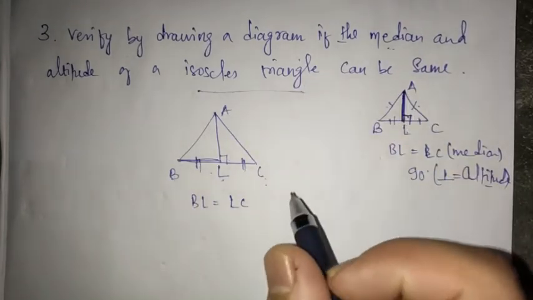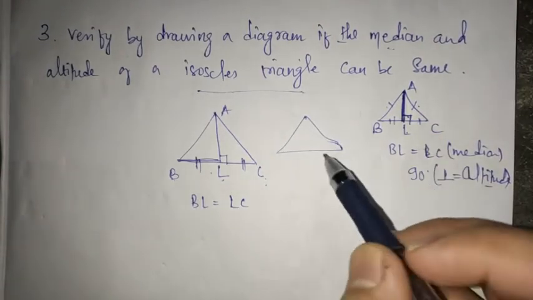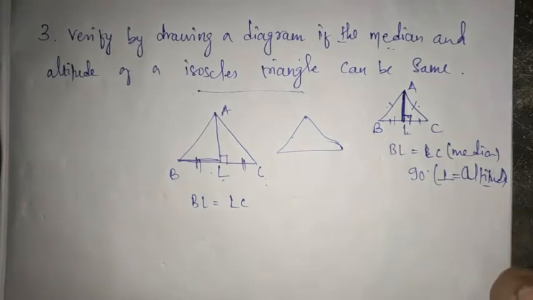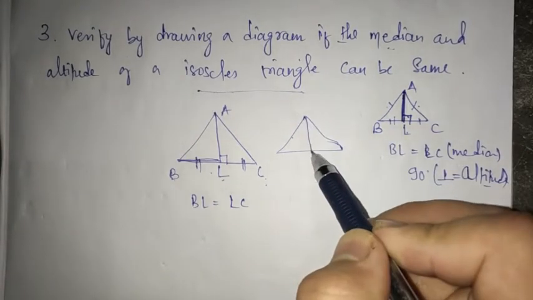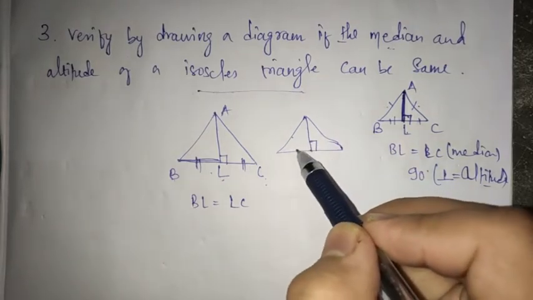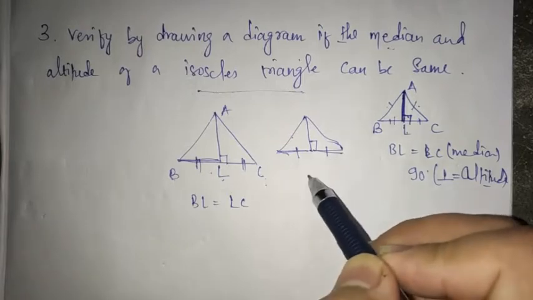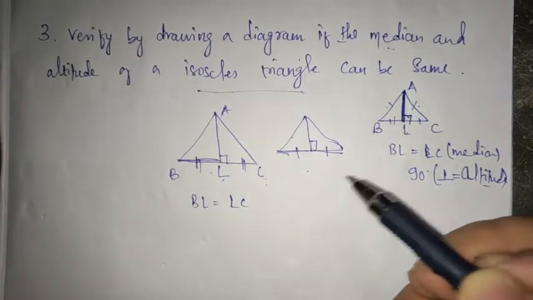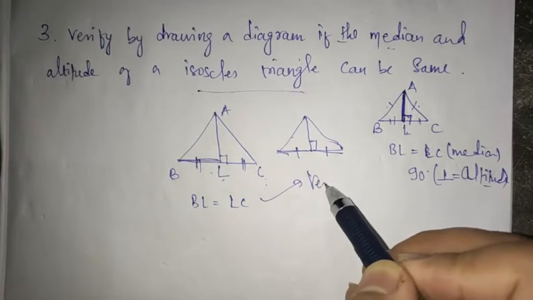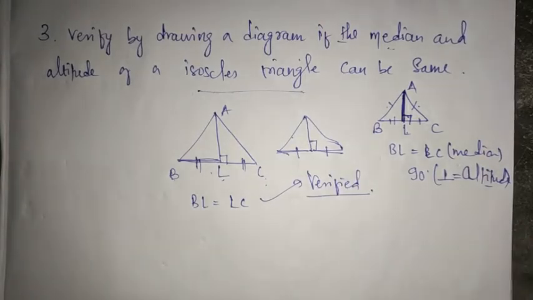So this thing you will be doing with the help of a scale. You will draw a triangle in which you will put two sides equal, and you will draw one line segment. You will assume that as an altitude, and you will measure these two parts, this part and this part, BL and LC. If they are equal, then the problem is verified. This is the hint given. You can draw yourself and you can verify the altitude as well as the median.